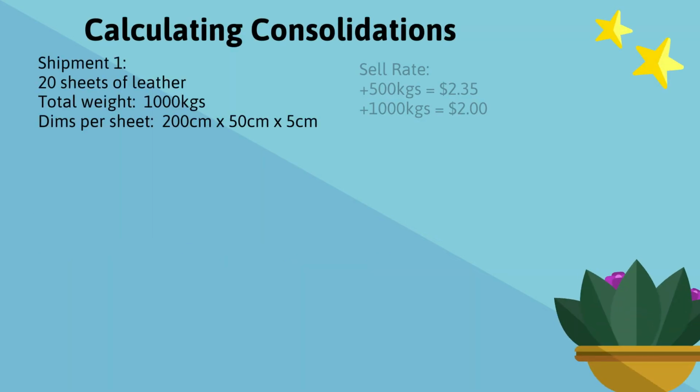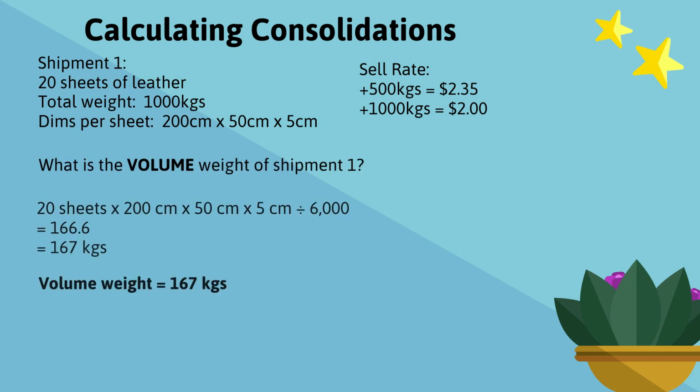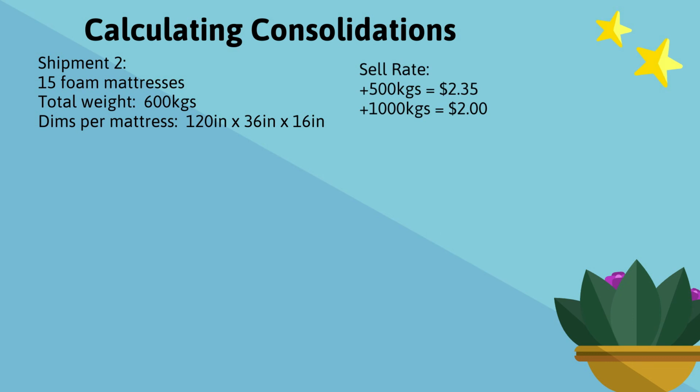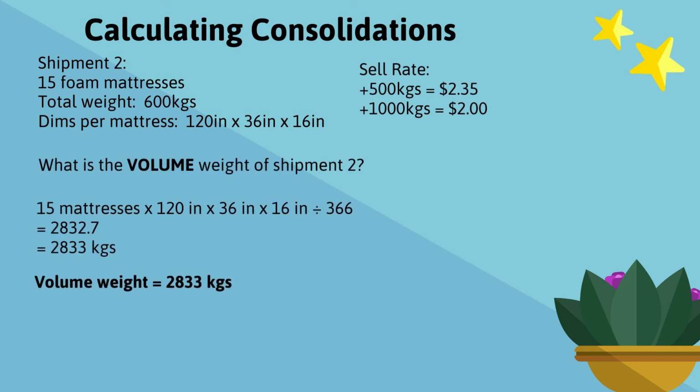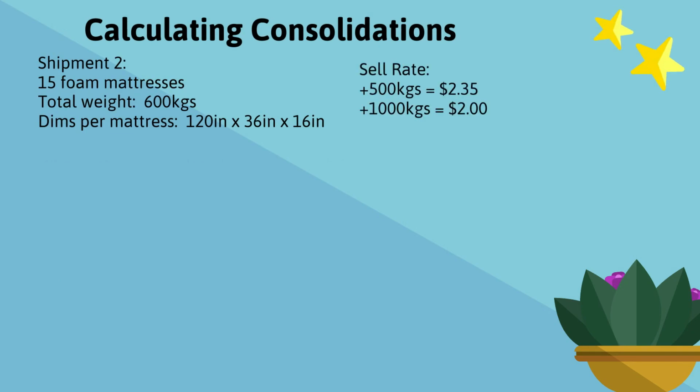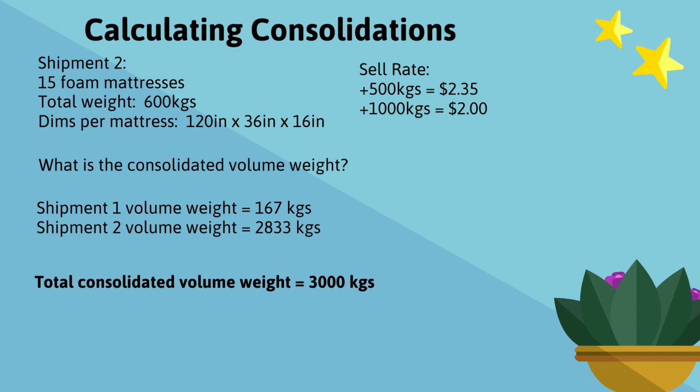Next up, volume weight for shipment 1. Volume weight for shipment 2. Now let's get the total consolidated volume weight for the shipment. How you're going to do this is add the volume weight from shipment 1 and add the volume weight from shipment 2, and that gives you your total volume weight for the entire shipment.